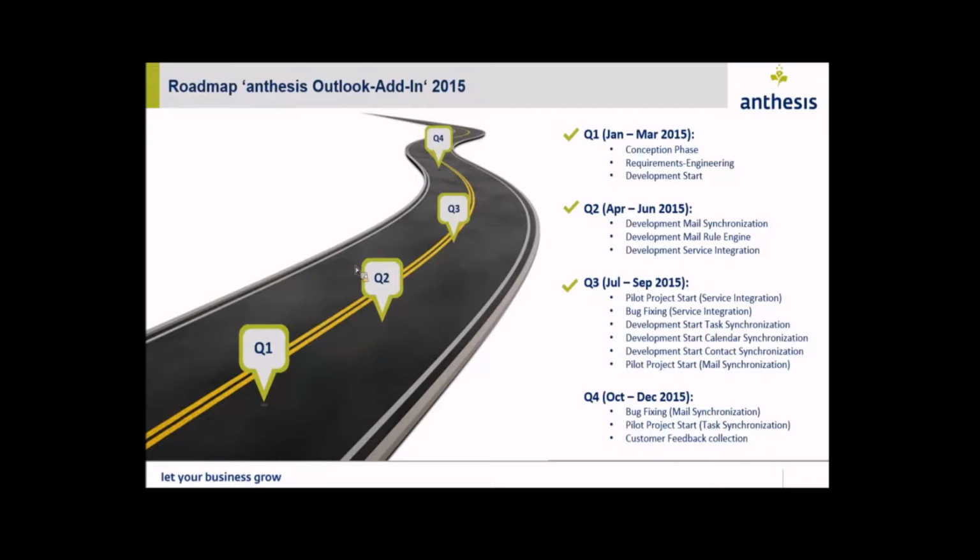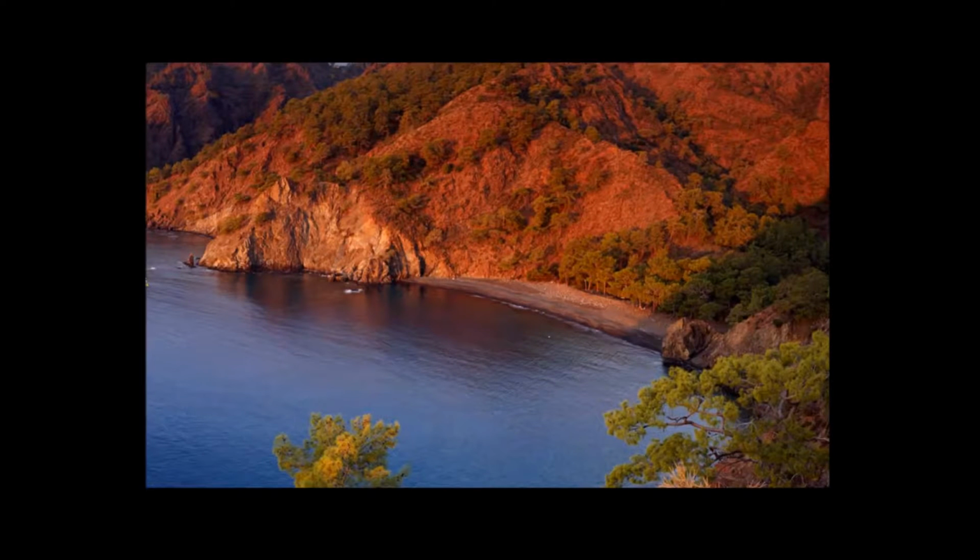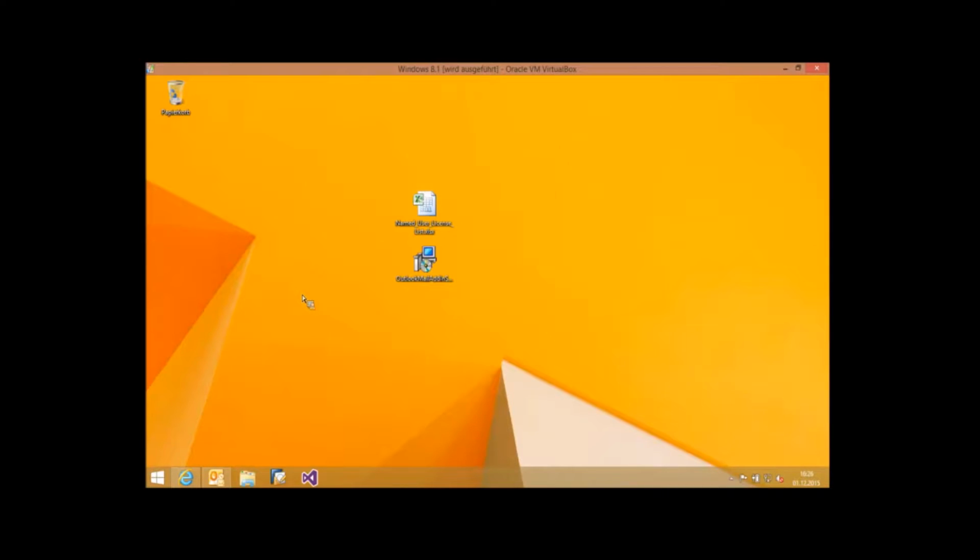In the next few days and weeks, the roadmap for 2016 will be available on our website, as said before. Okay. Enough slides. I want to show you how the Outlook add-in is really working. So now you should see my desktop. When we deliver the Outlook plugin to our customers, currently we have 10 customers using the Outlook plugin as a pilot customer, also as a normal customer for productive systems and for test systems as well.